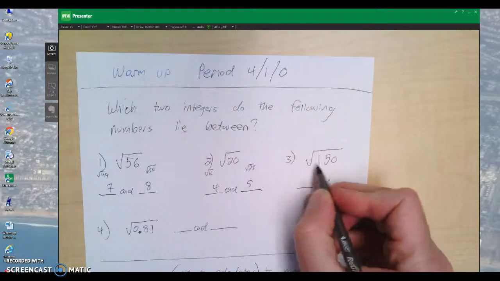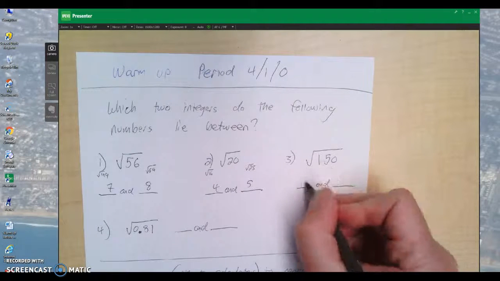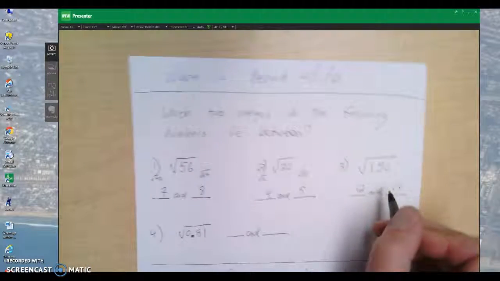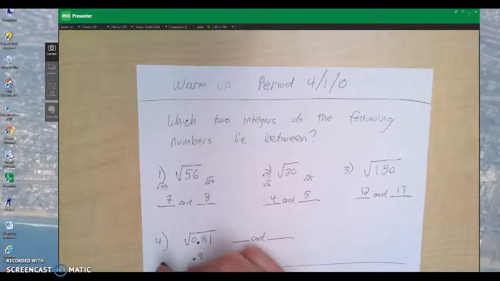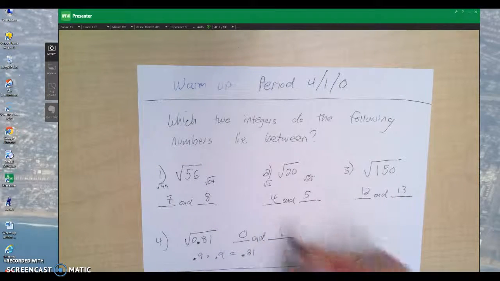150, you might not know what it falls between, but you know that 144 is awfully close, so the answers are 12 and 13. The number 4 is a little bit tricky. It looks like 81, which you know the square root of 81 is 9. Well, the square root of 0.81 is actually 0.9, because if I multiply 0.9 times 0.9, I get 0.81. So it actually falls between 0 and 1. Wonder if anybody got that right.